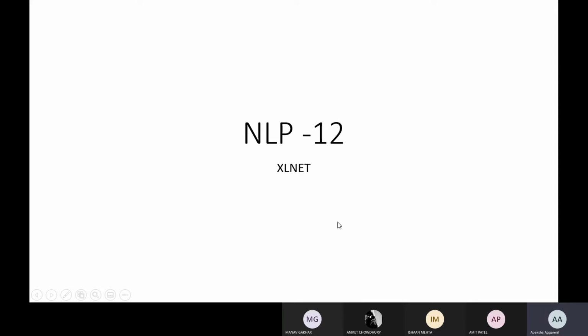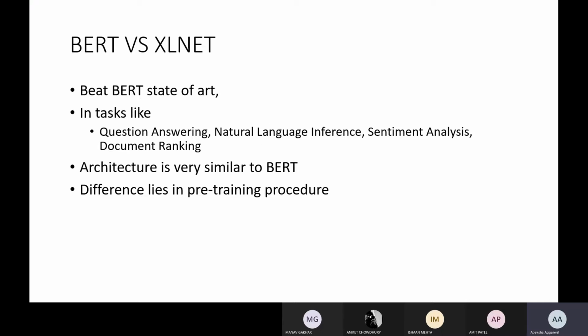So I had a look at BERT. BERT was given to us in 2018, and BERT was state of the art. It performed really well on many NLP tasks, but XLNet outperformed BERT in a few of these things. We will see how, and we'll see the architecture and details of XLNet in this lecture.